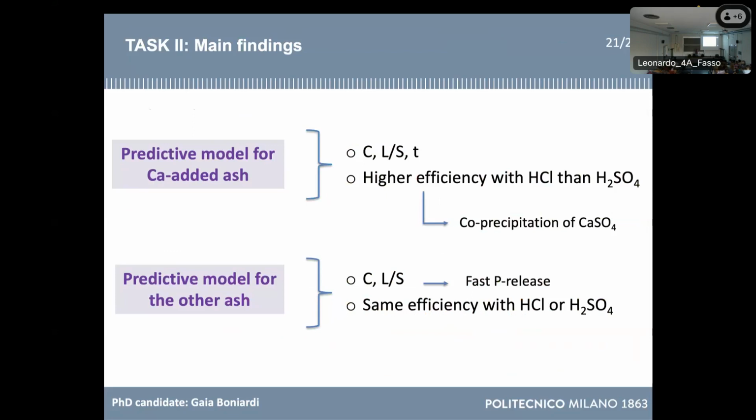The second model for the other ash tells us that only concentration and liquid to solid ratio are the significant factors, meaning that the release of phosphorus is a quick process. And we got the same efficiency with both acids we used.